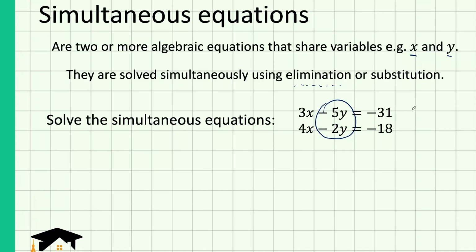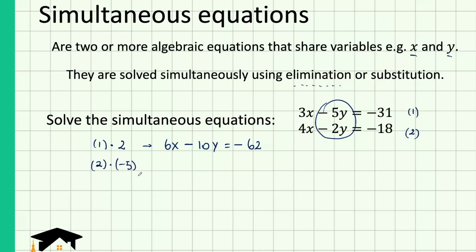For example, let's call it equation 1 and equation 2. If we do equation 1 multiplied by 2, then what we get is 3 times 2 is 6x, then minus 5y times 2 is minus 10y, and then this would be equal to minus 31 times 2 is minus 62. And we can take the other one and multiply it by minus 5.